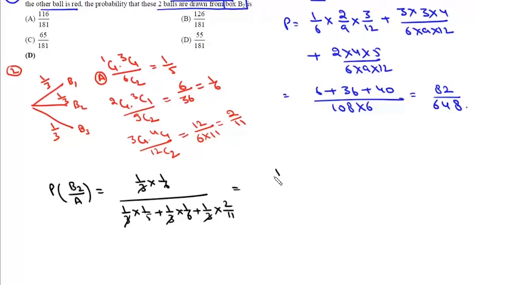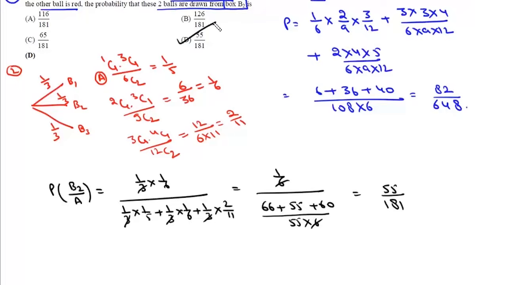Now this is 1 by 6, and here it is 66 plus 55 plus 60 upon 55 into 6. Now this 6 will cancel. So this value will be 55 upon 126 plus 55, which is 181. And that's your option D.